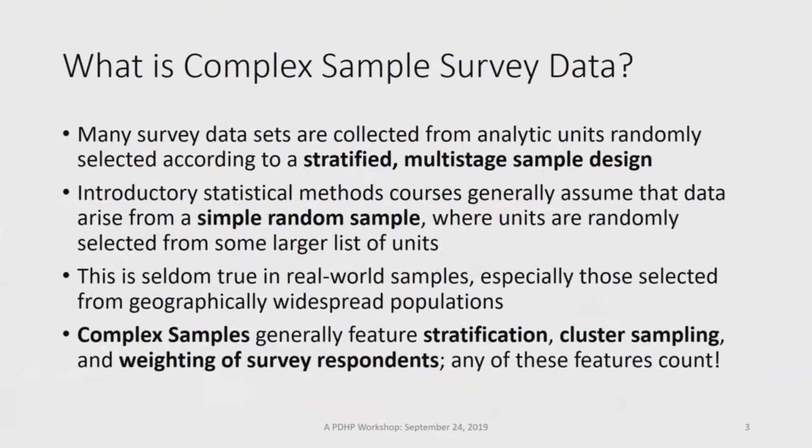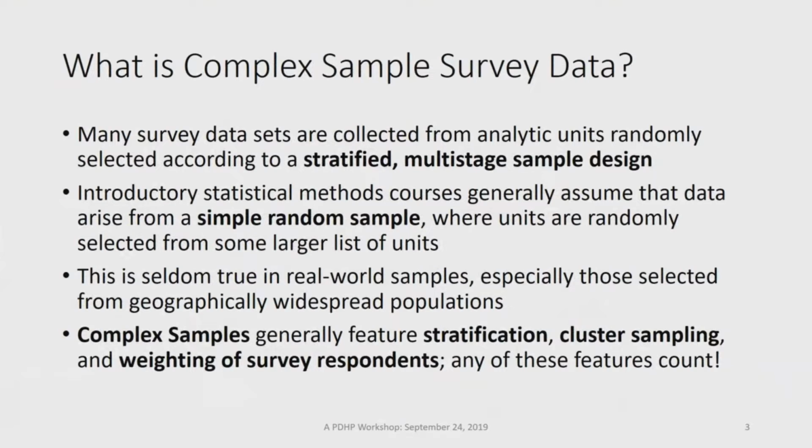Okay? So simple random sampling is seldom what actually happens in real-world samples, especially samples that are selected from very widespread populations geographically. In many cases, it's just not feasible financially to select a simple random sample from a very large and widespread population. So the sample design itself has to introduce cost efficiency so that we can actually collect the data within some kind of fixed budget. So complex samples are anything that are not simple random samples in these cases. Okay? Anything that goes above and beyond simple random selection of elements from some population list.